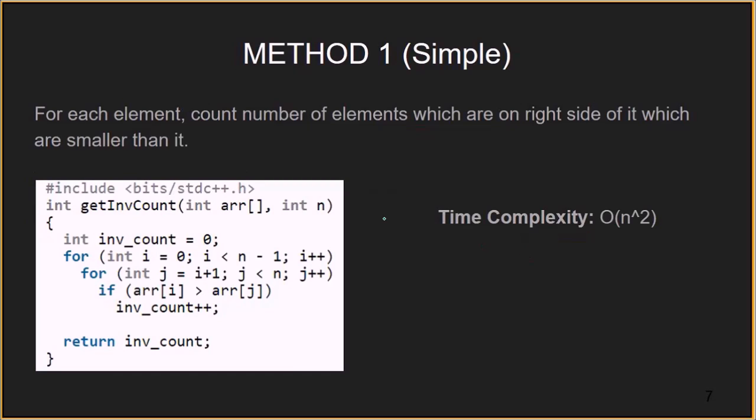First of all, let's look at the simplest method. In this method, we iterate over the array element by element, and for each element, we check the number of smaller elements to the right of the selected element. So you see the method getInversionCount. We first of all initialize the inversion count as 0. Then we run a loop from 0 to n minus 1, where n is the total number of elements. Then for each element, we run a loop from the element to its right to the element at index n minus 1. Whenever we encounter any element which is smaller than the given element, we increment the inversion count. Finally, we return the inversion count. This method solves the problem in order of n squared time complexity.